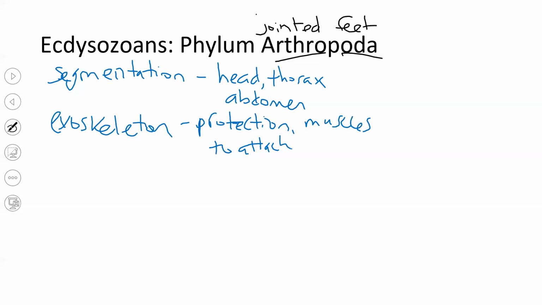Again, because they're an ectodysozoan, what do we know about this exoskeleton? What do they have to do with it? They have to molt it. They're going to shed it as they grow. The exoskeleton doesn't grow, so they have to molt it as their body grows. We talked about already that they have jointed appendages, and as we talk about the different classes, we'll talk about the numbers of appendages and how those appendages specialize for different functions.